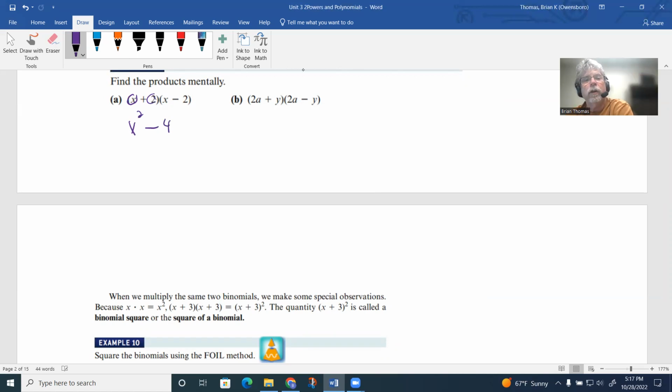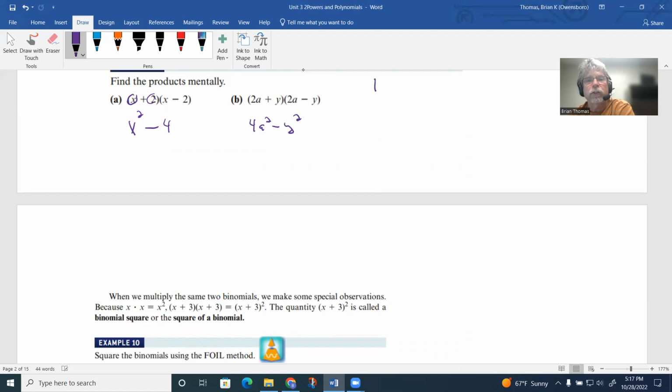So that's how we have this 2a plus y, 2a minus y. Notice how we have the same factors, but just one's a plus and one's a minus. So the quick way is remember that this is just a difference of two squares. So I got to square the 2a. 2a times 2a is 4a squared. And then y times y is y squared. Or in other words, we have a minus y squared.